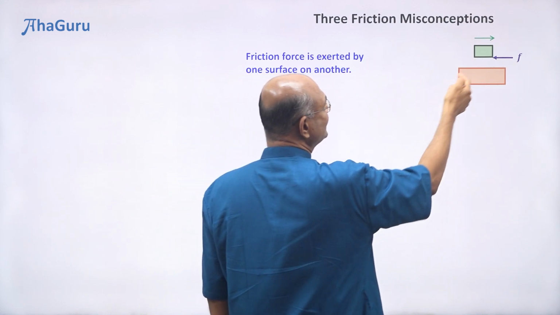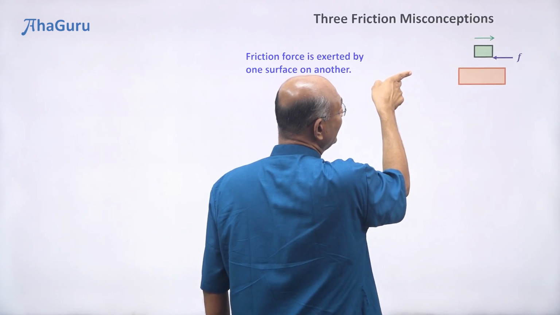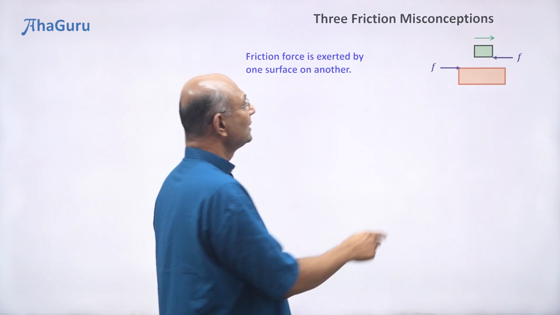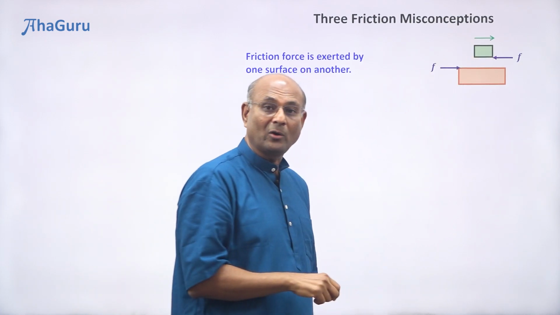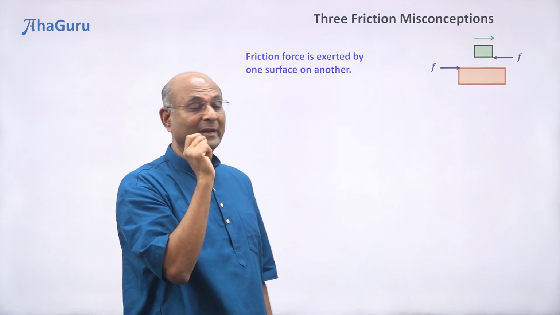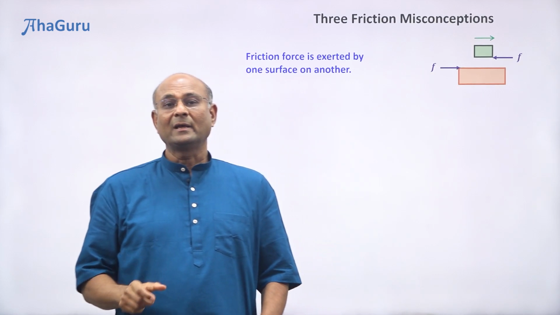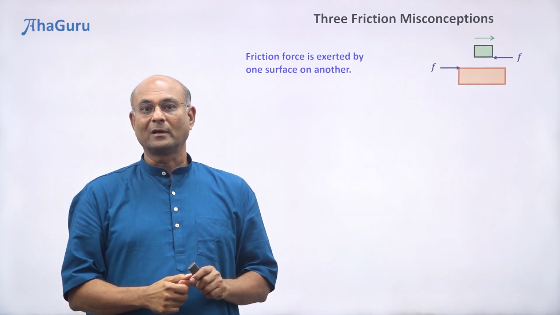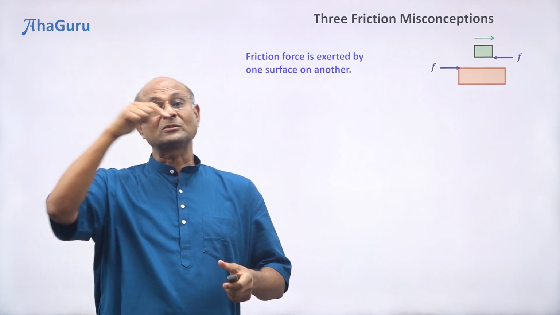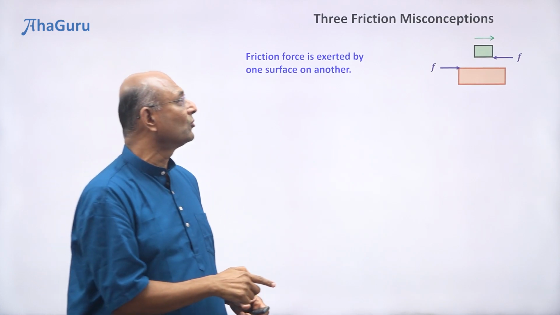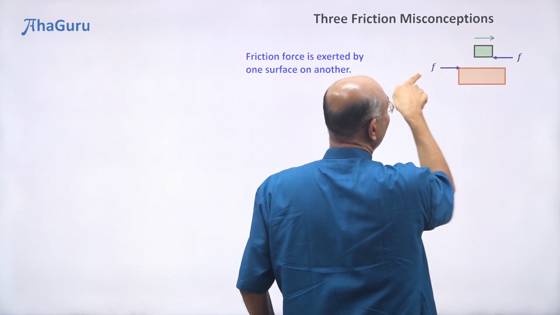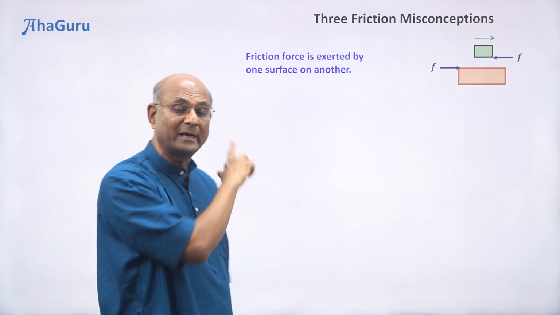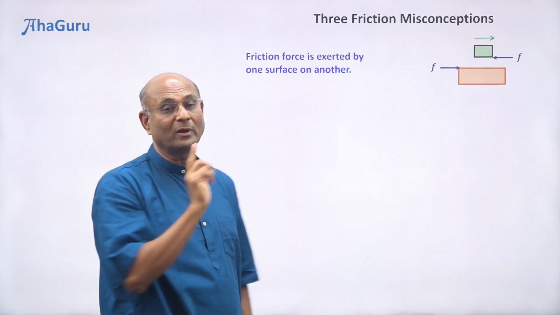But Newton's third law tells us that this means the green block must also exert a friction force on the orange block. So, these two must be equal and opposite. You must remember this point, very, very critical. Usually people say that a block moving on the floor experiences friction from the floor. But they forget that the block also exerts a friction force on the floor. So this block exerts a friction force on the bottom block also. Keep that point in mind. They are both equal and opposite.